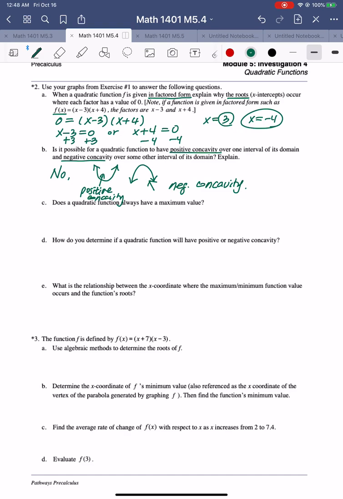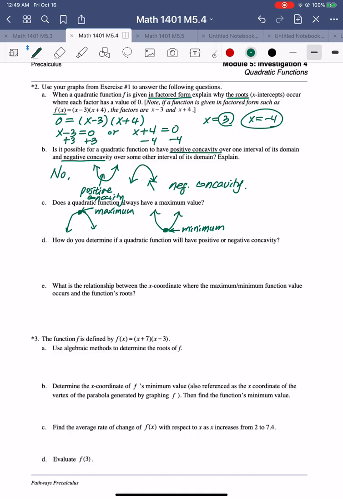C. Does a quadratic function always have a maximum value? Not really, because when you have a downward parabola, the vertex will always give us a maximum. This is the highest place, that's why you get a maximum. But when you have an upward parabola, the vertex is the lowest place, so this one gives us a minimum. So sometimes you have a maximum and sometimes you have a minimum at the vertex.